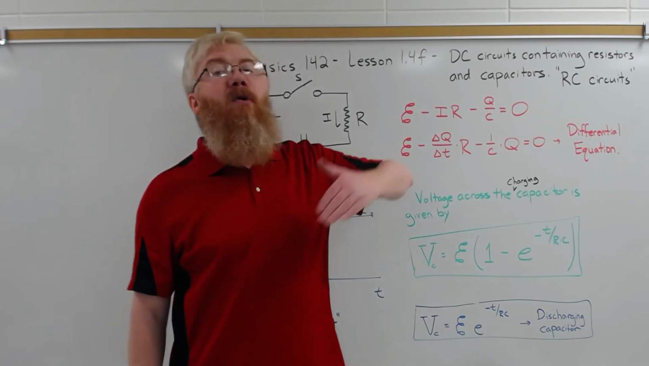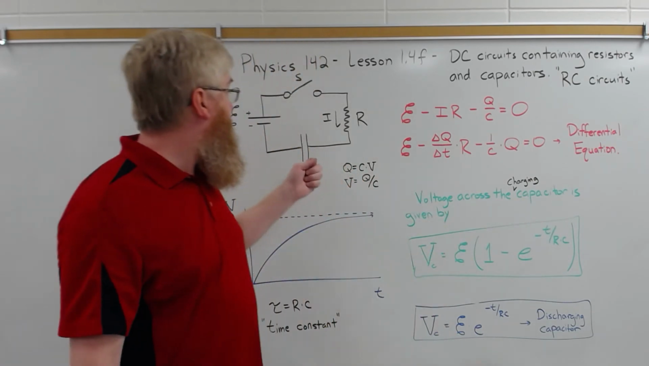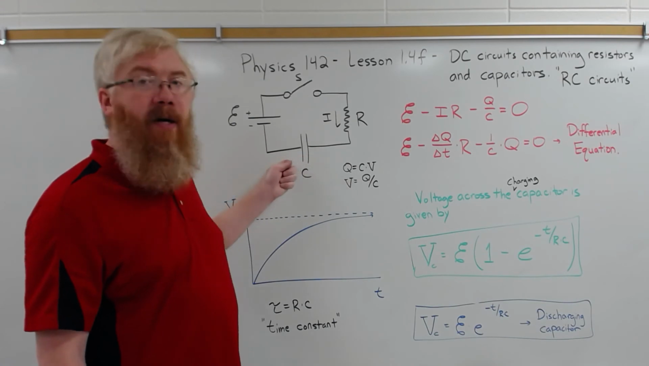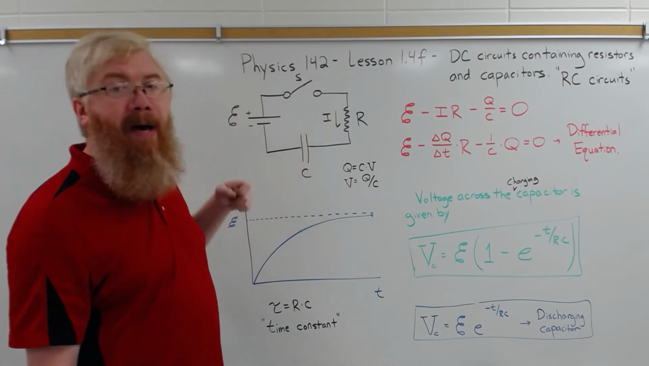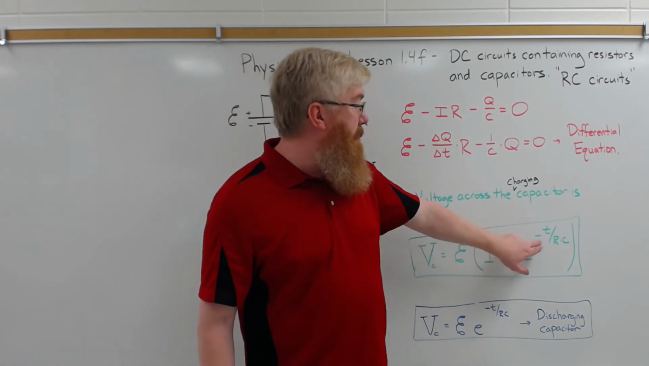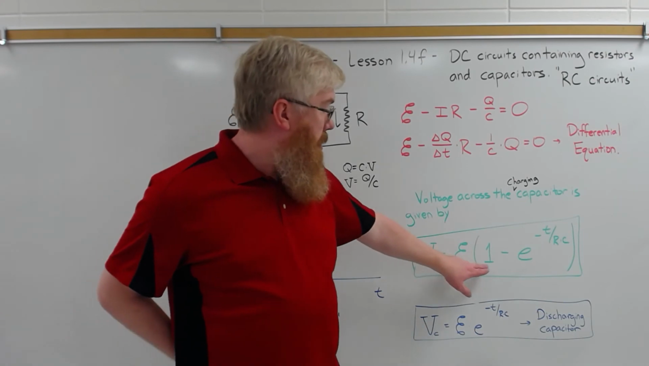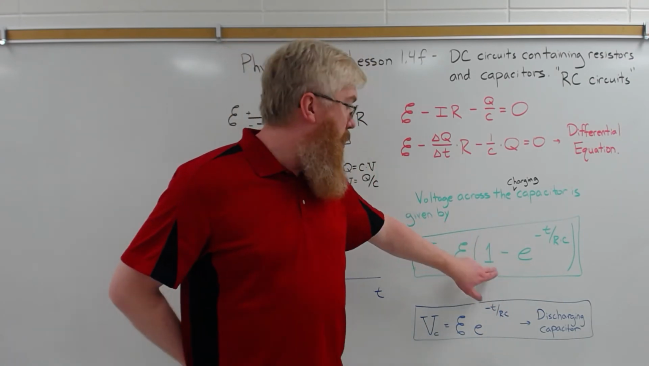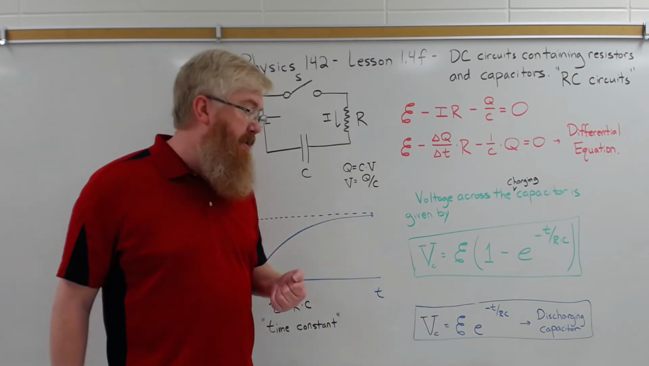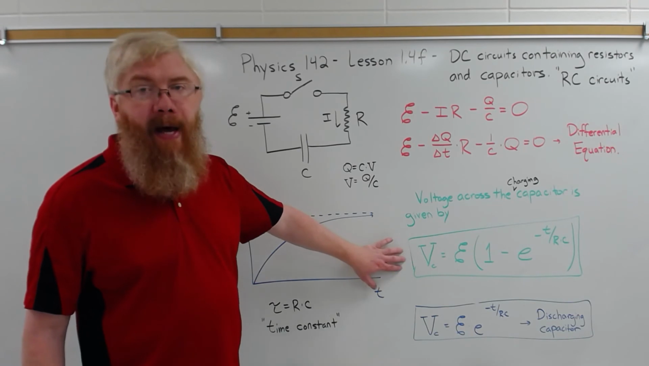At some hugely later time, when time is approaching infinity, this capacitor should be fully charged. It should have a potential of E across it, right? The potential, whatever the potential of the battery is. Well, let's look at that. E to the minus infinity is 0. 1 minus 0 is 1. 1 times the EMF of the battery is the EMF of the battery. So that works out. So this is the equation in green here for a charging capacitor.